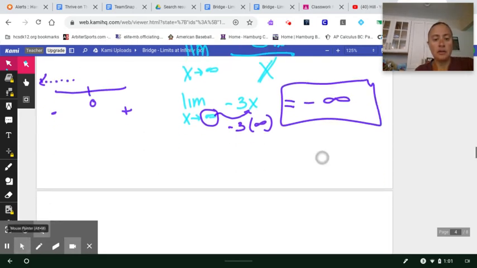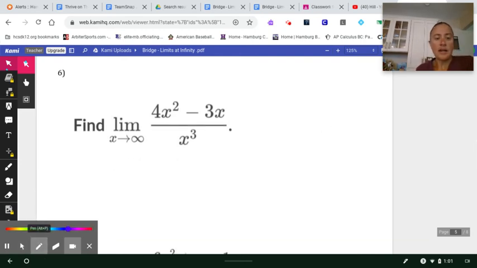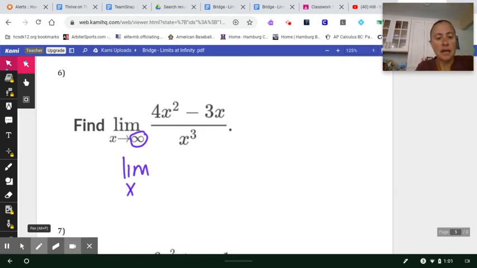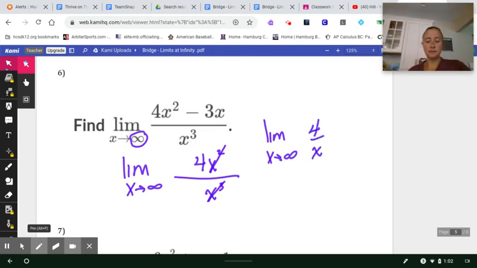Try another one. Number 6. All right, so infinity, the limit as x approaches infinity. So power fight in your head. The limit as x approaches infinity. So I need the biggest power on top, biggest power on the bottom. Rewrite it for yourself. So again, I'm going to say that 4x squared over x cubed. I'm going to clean it up for myself. So this cancels. So I really have the limit as x approaches infinity of 4 over x.